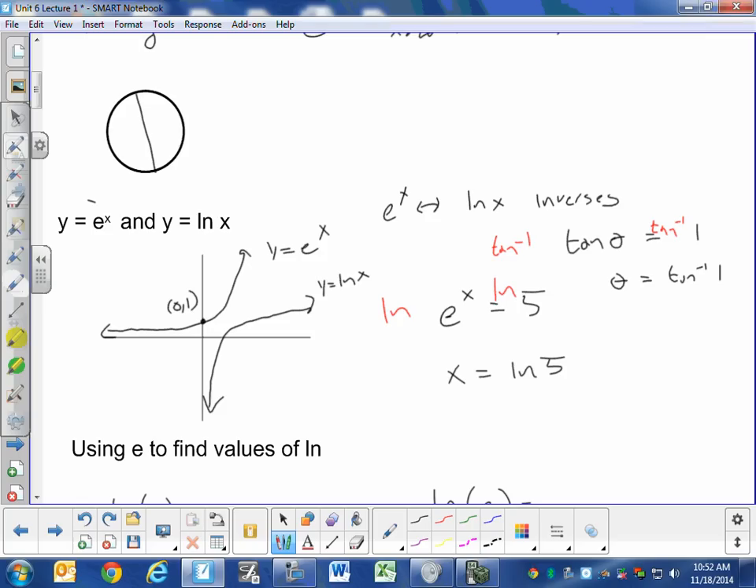Now it's cool. Now log is not a number. Log is a function. A function like, you know, some trig function like sine.